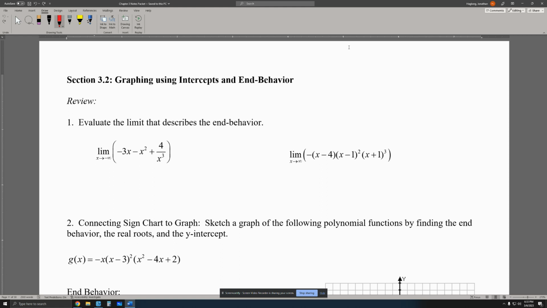Hi everyone. Today we're going to be completing our notes on 3.2 graphing using intercepts and end behavior. I want to start off with this review. We're going to evaluate the limit that describes the end behavior. So here we're looking at this first function.